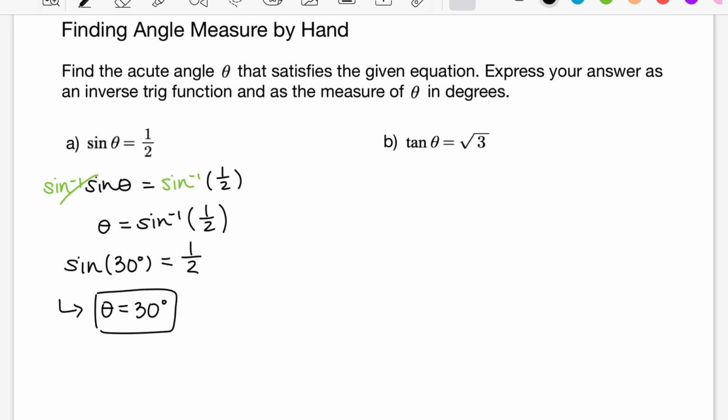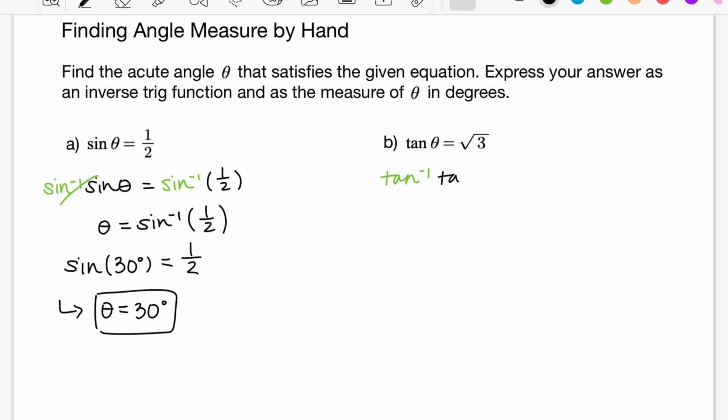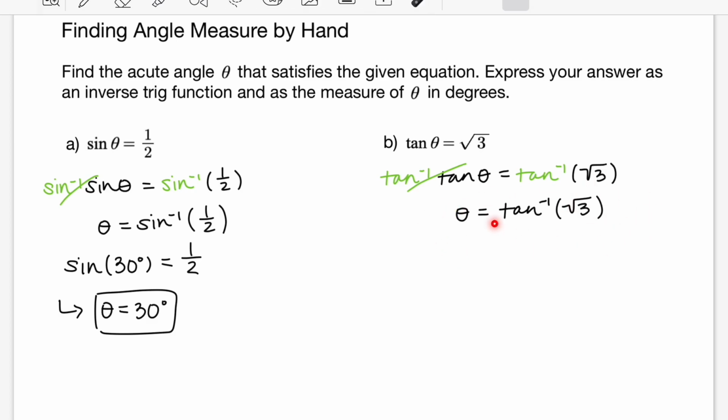All right. We'll do the same thing for b here. First, we want to express this as an inverse trig function. So we'll take the inverse of tangent on both sides of our equation. So these will cancel, and we're left with theta is equal to tangent inverse square root 3. Now we can use our calculators also to evaluate this and get a value for theta.